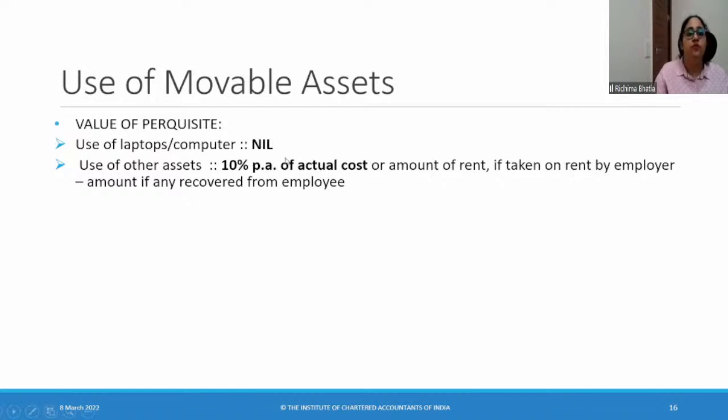Now we come to use of movable assets. But before that, let's take a pause.